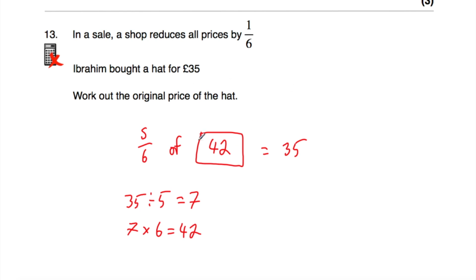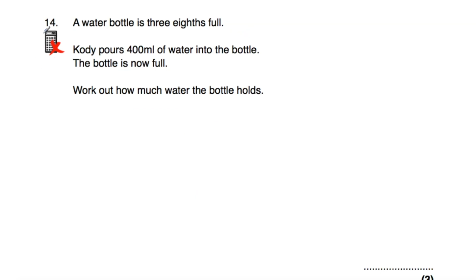And let's just check that. If the hat was £42 and the shop reduces the price by a sixth, well, a sixth of 42 is equal to 7. And if you take away that £7, you're left with £35. So that would be how much Ibrahim bought the hat for, £35. So that's it. So we've been asked to work out the original price of the hat. The answer would be £42, that's the original price of the hat. And that's it.